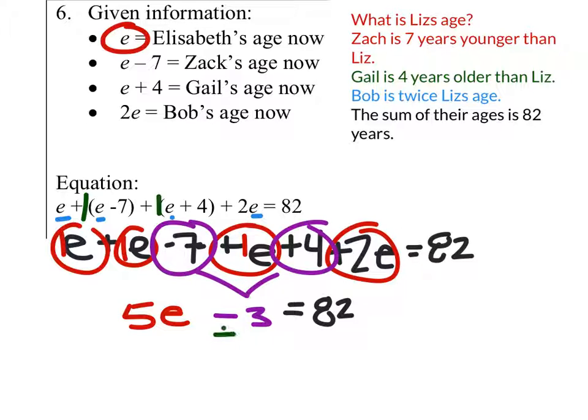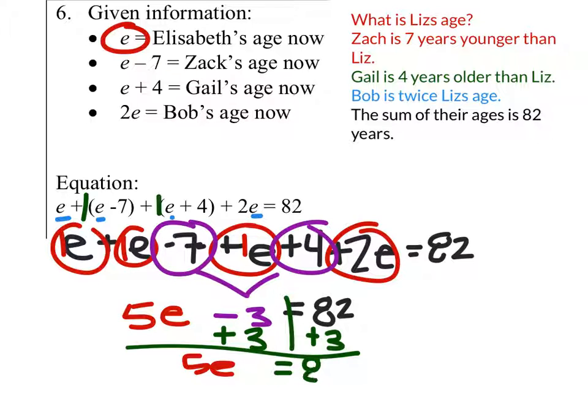Because when we add 3 to both sides, we get 5E equals 85. So, to solve, we will divide both sides by 5. And that shows us that E, which is Elizabeth's age, is 17.